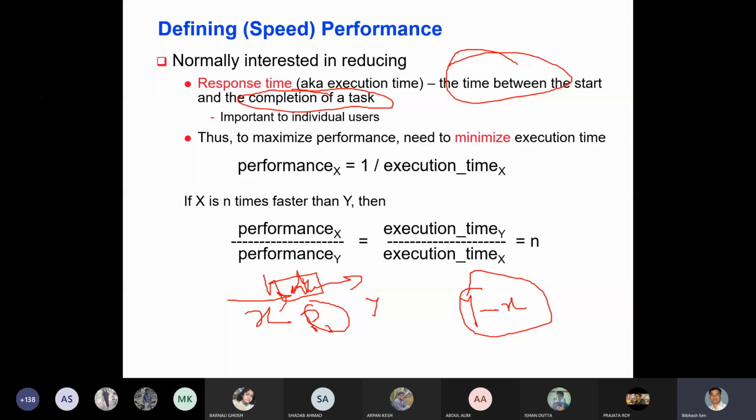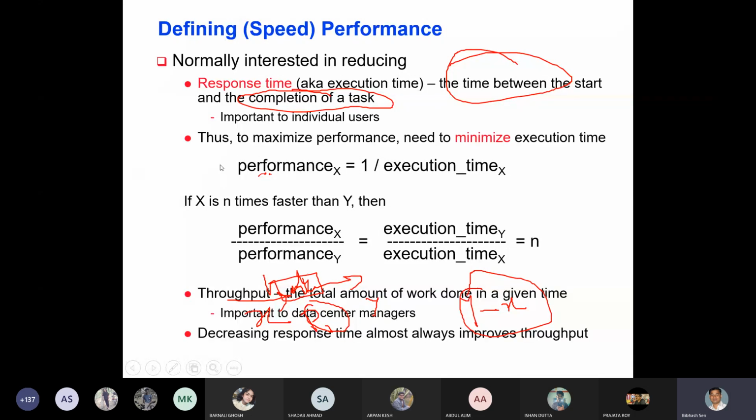So in this way, performance for any metric will be 1 by execution time. Remember, performance and execution time are inversely proportional. That's why if you increase the clock speed to 2 gigahertz, 3, 4, 5 gigahertz, automatically the performance will boost. The performance will increase, that is what we understood. So to maximize the performance, we need to minimize the execution time. If you minimize the execution time, automatically performance will be boosted.